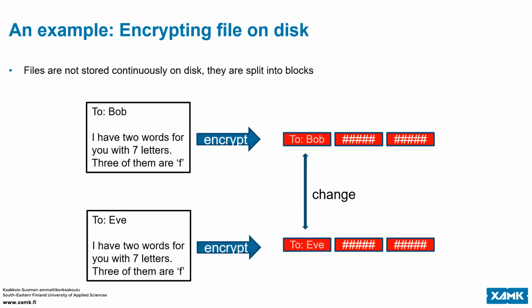Another example of when key reuse is a problem, let's think about how to encrypt files on a disk. Files are not stored continuously on a disk drive, but they are split into smaller blocks. This is not a problem as such, it's just how files tend to be stored on a file system. What makes it problematic, however, is that if parts of the file change, the change only affects the blocks on disk that contain that particular change.